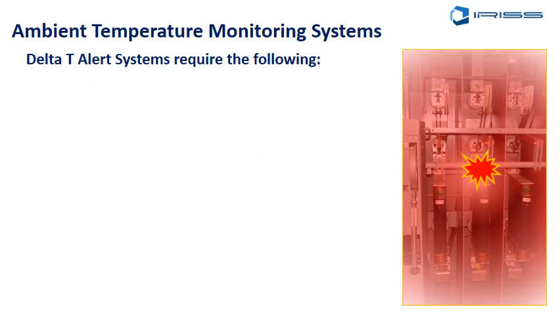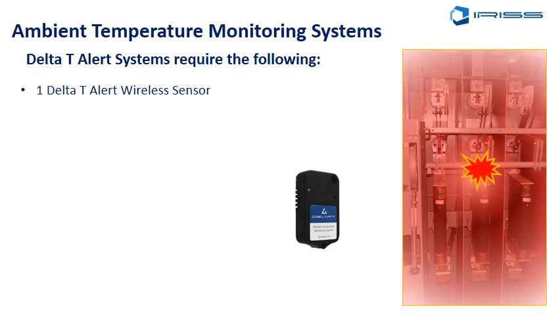So what we have here is a delta T alert system, and these require the following: one delta T alert sensor. Just one sensor does the whole panel. The power supply from batteries. Now the batteries are, well, we have two versions, a battery and powered version.